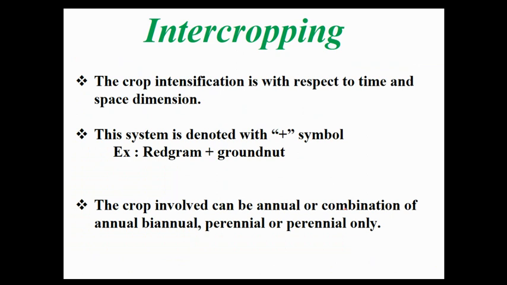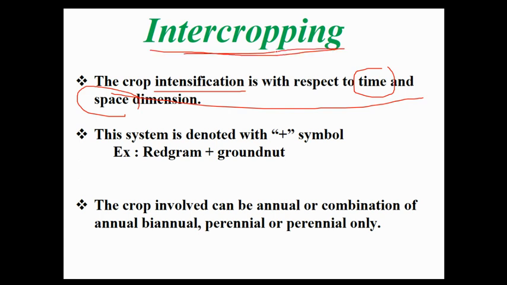Whenever you are talking about intercropping, the crop intensification is with respect to time and space. The meaning of intensification is increasing the production, the productivity. Our primary intention in intercropping is to increase our production. The intensification of crop in case of intercropping is with respect to time. Whenever I'm growing crops in intercropping, I'm not utilizing any extra time. The time I was using for my pure stand or single crop, the same time I'm using.